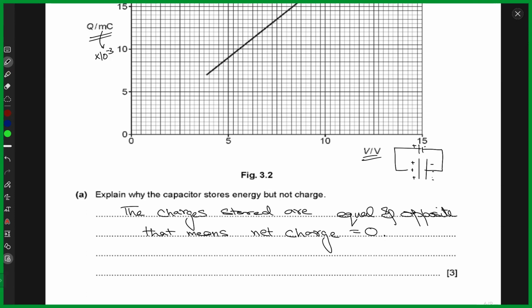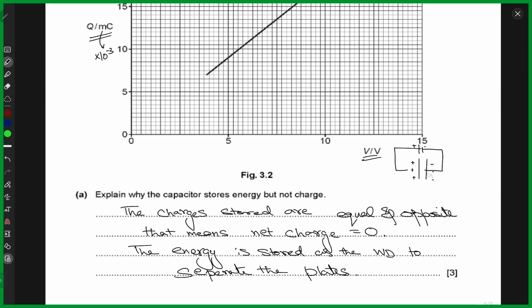But now you have to argue why energy is stored, right? So the energy is stored as the work done to separate the plates. Right, because they're positive and negative plates, so they should eventually come into contact with each other, but they're not. And the work that is being done so that they do not touch each other is the energy which is stored between the plates of the capacitor, right?